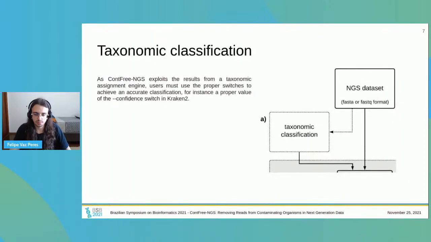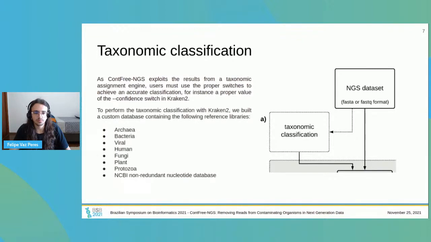So here, the first step is the taxonomic classification, and as Control-NGS exploits the results from a taxonomic assignment engine, users must use the proper switches to achieve an accurate classification. For instance, a proper value of the confidence switch in Kraken 2. So to perform the taxonomic classification with Kraken 2, we built a custom database containing the following reference libraries. So we have the reference libraries from archaea, bacteria, viral, human, fungi, plant, protozoa, and the NCBI non-redundant nucleotide database.